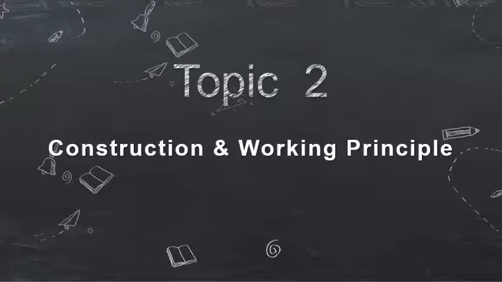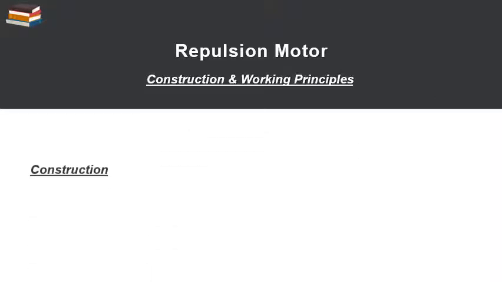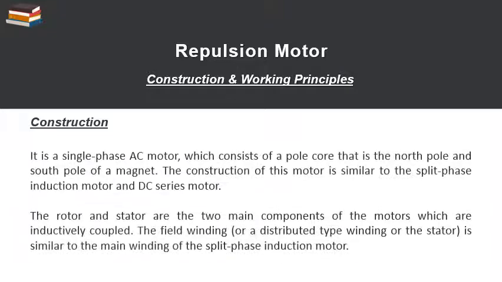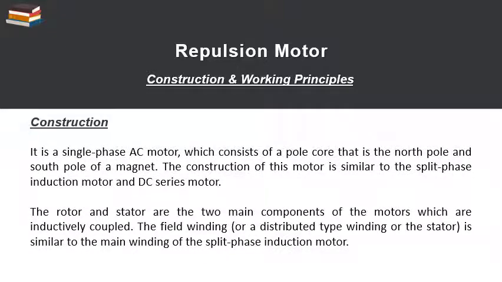The next topic is the construction and working principle of the repulsion motor. So, the construction: it is a single phase AC motor which consists of a pole core, that is the north pole and south pole of a magnet. The construction of this motor is similar to the split phase induction motor and the DC series motor.